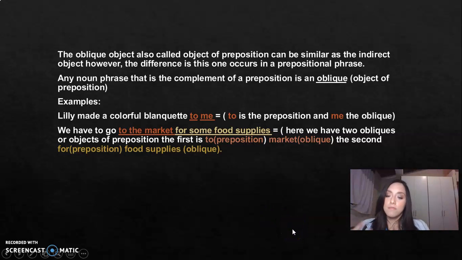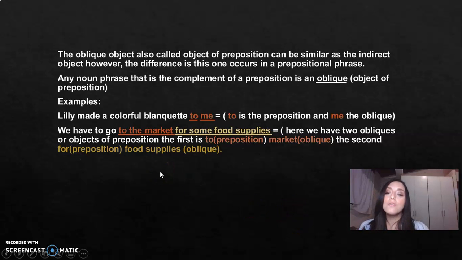The oblique object, also called object of preposition, can be similar to the indirect object. However, the difference is that this one occurs in a prepositional phrase. Remember that the indirect object is the one that tells us for who or for what the action verb is done. The oblique object or object of preposition is the one that is the complement of a preposition in a phrase. So we have here some examples.